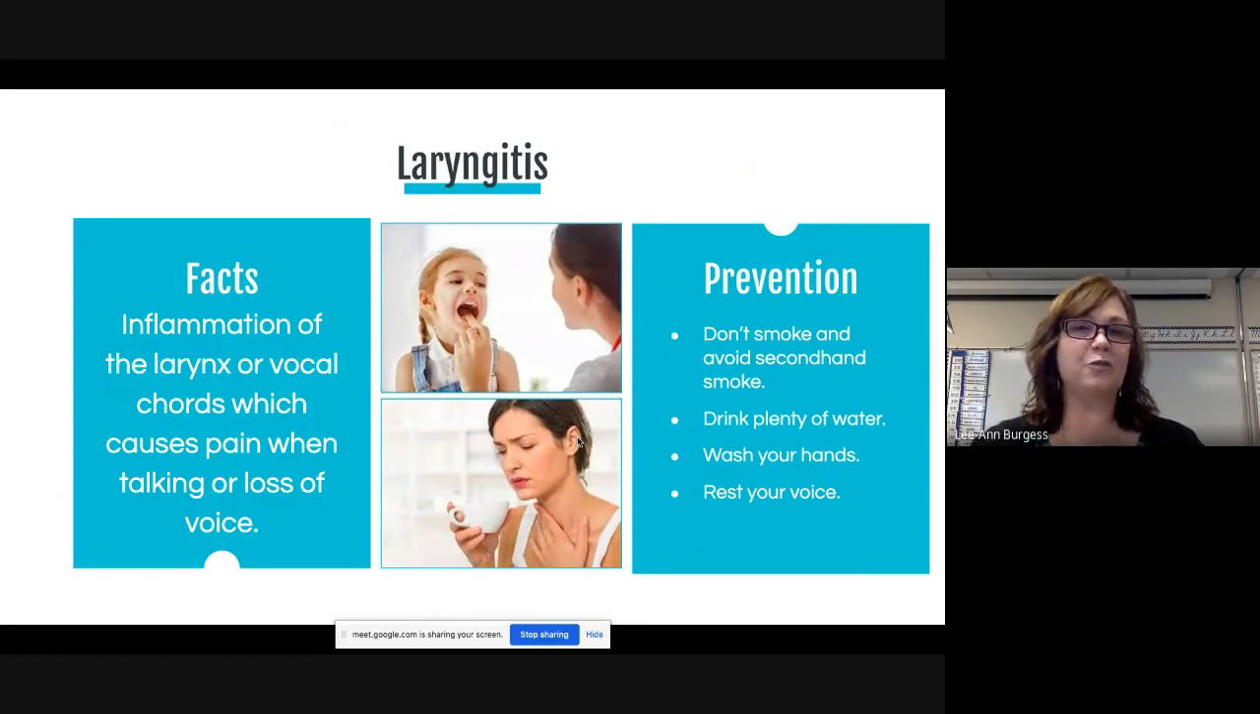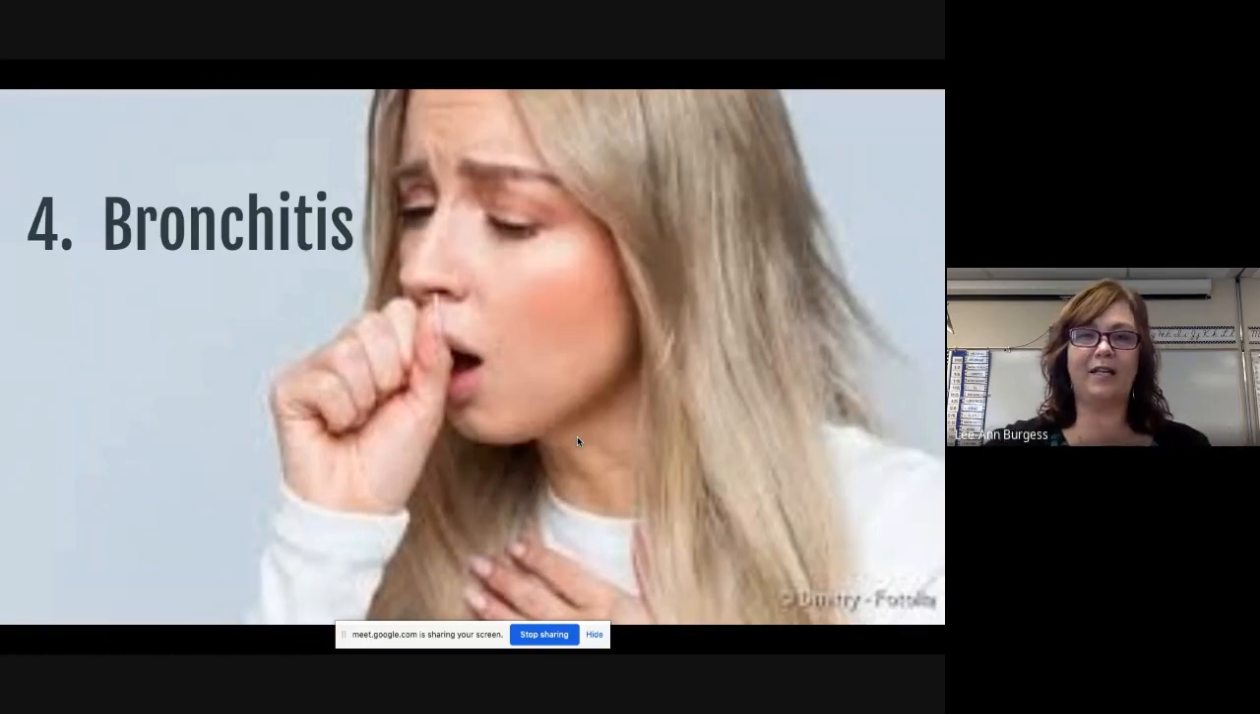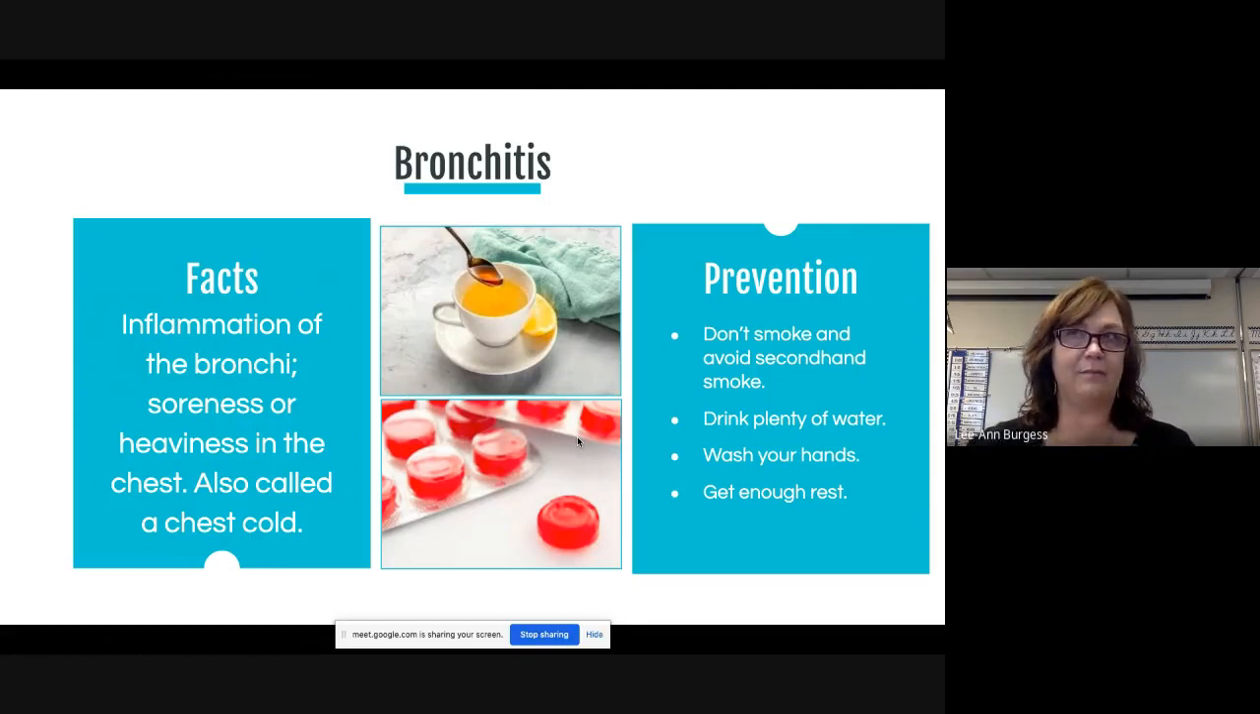Our second condition was asthma. Our third condition is laryngitis. Moving on to our fourth condition, bronchitis. So bronchitis has the word bronch in it, or bronchi. You can actually see bronchi in it. So this is the inflammation of the bronchi, or soreness or heaviness in the chest. Some people also call this a chest cold. It hurts to cough, and sometimes it's hard to breathe when you have bronchitis.